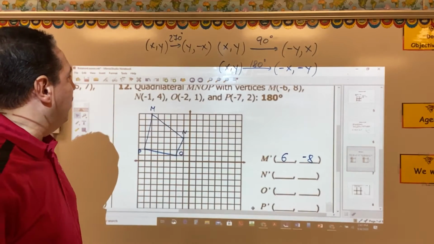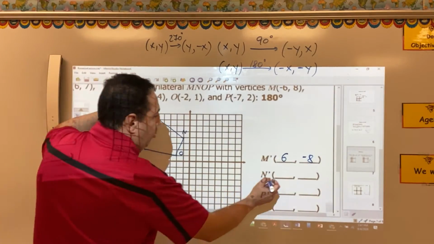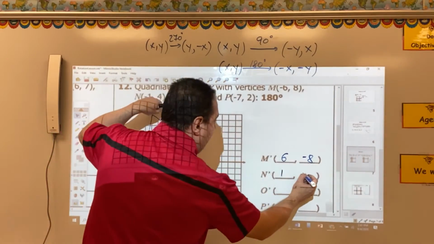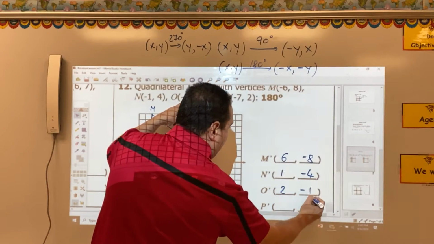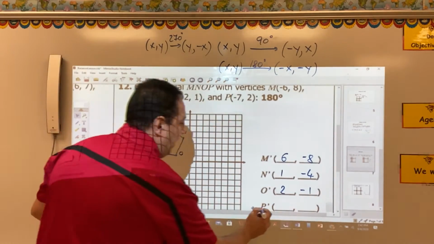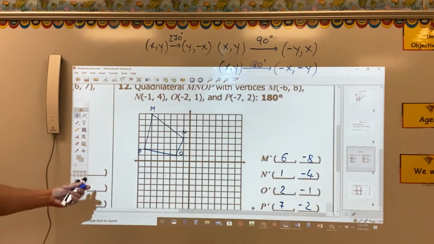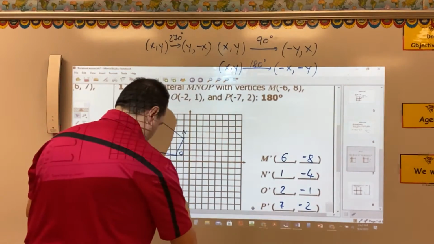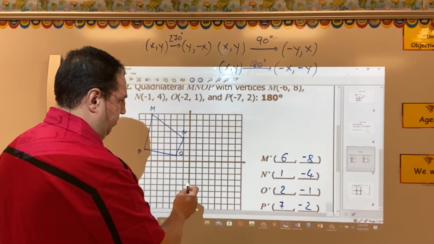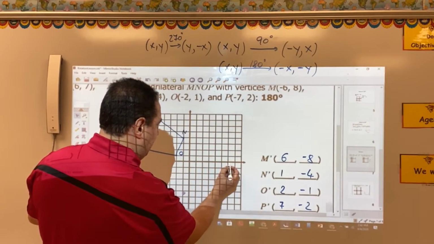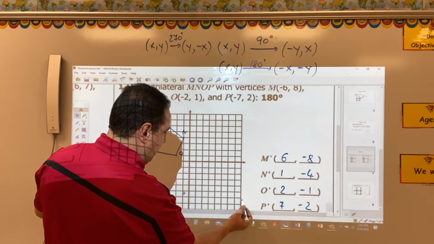And we do the same with all the other coordinates. So, you're going to have 1 and negative 4. 2 and negative 1. 7 and negative 2. And now we start plotting these points. So, 6 and negative 8. 2, 4, 6, 8.